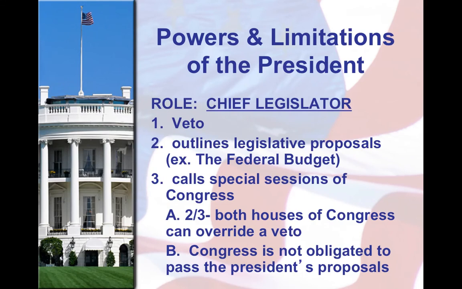He is also the chief legislator. He has the power to veto. He has the power to outline legislative proposals, i.e. the federal budget, and call special sessions of Congress. By a 2/3 vote, both houses of Congress can override a veto, checks and balances again, and Congress is not obligated to pass the president's proposals, checks and balances once again.